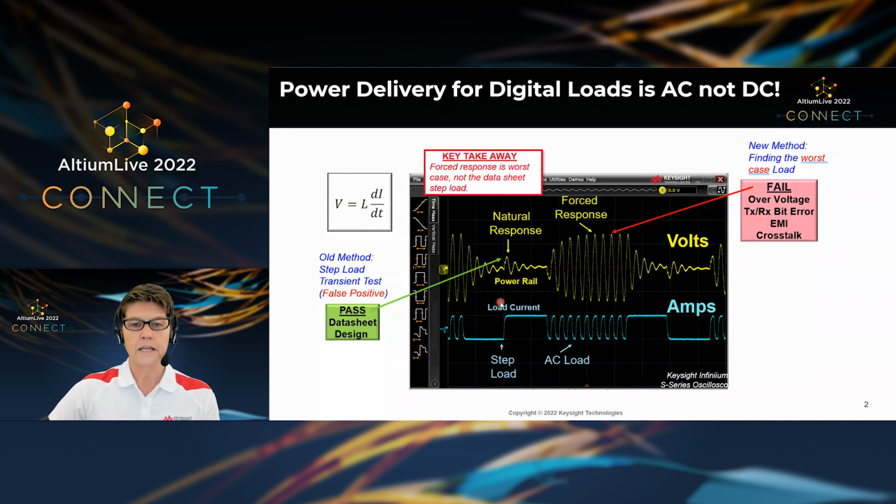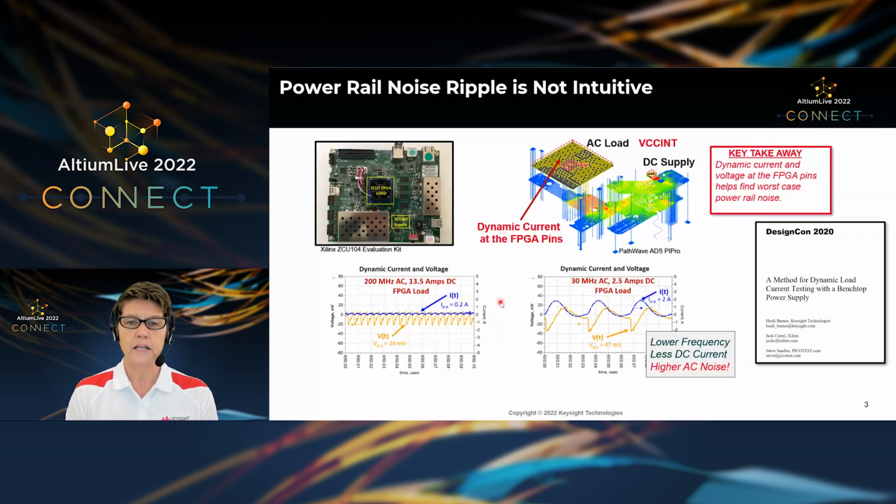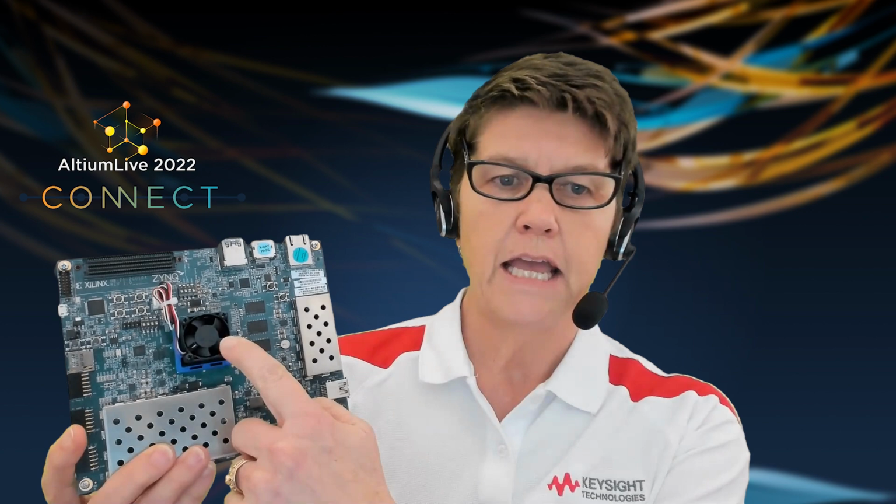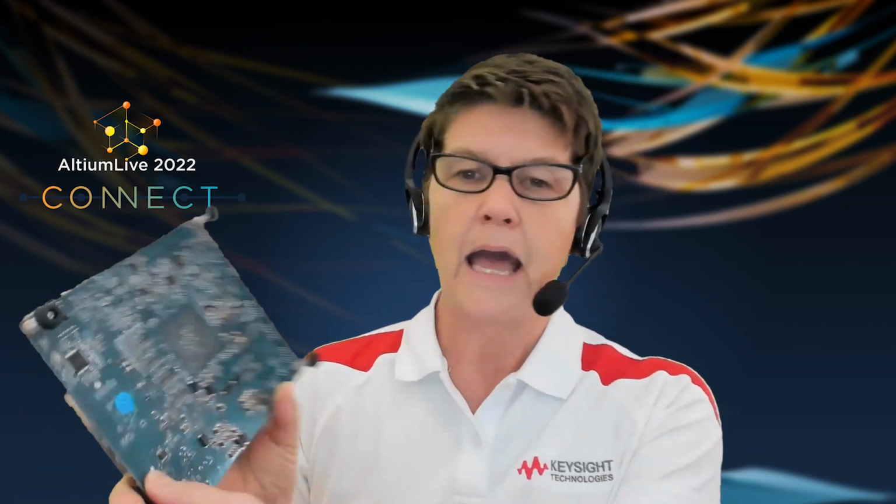Now, the next slide here is one of the reasons why I find power integrity not to be intuitive. I actually have the board here. You can see this is the Xilinx ZCU104 evaluation kit, and we have an FPGA mounted on the top, and we also have the main power supply coming in here and the VCC-int power regulator. And on the back are a lot of our decoupling capacitors.